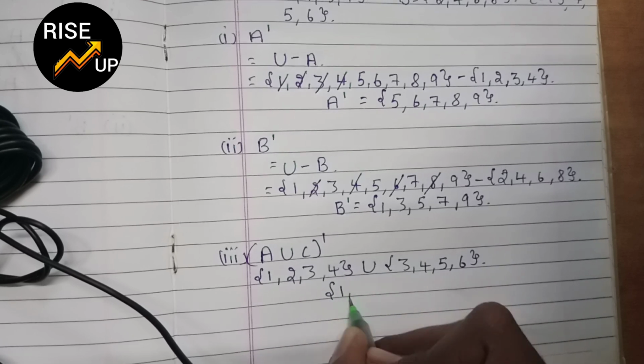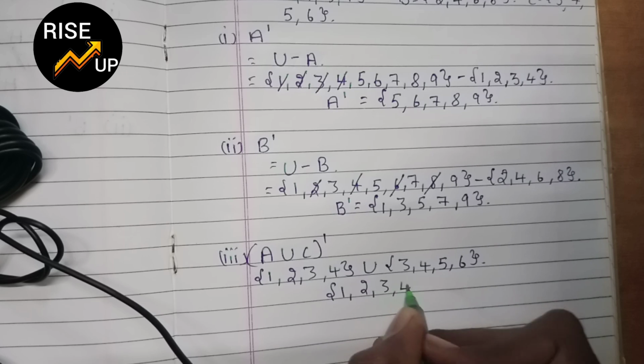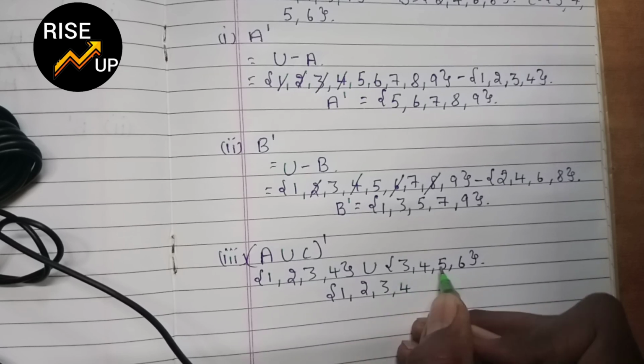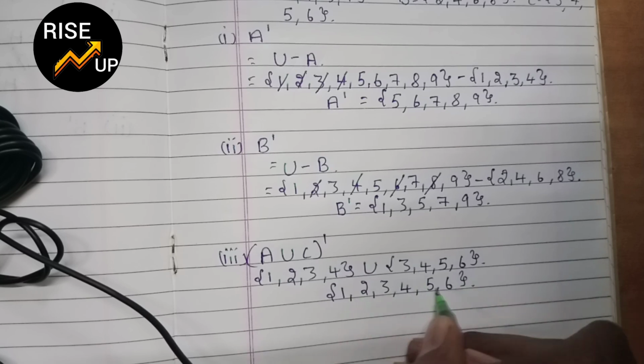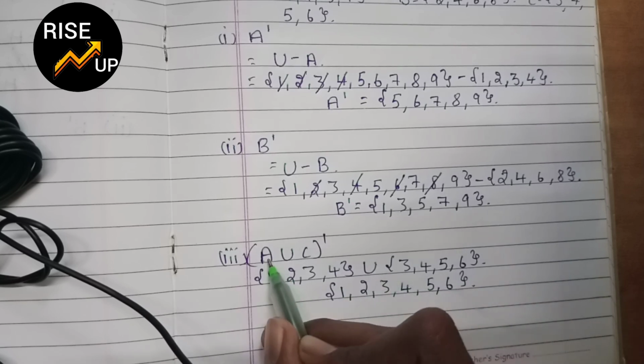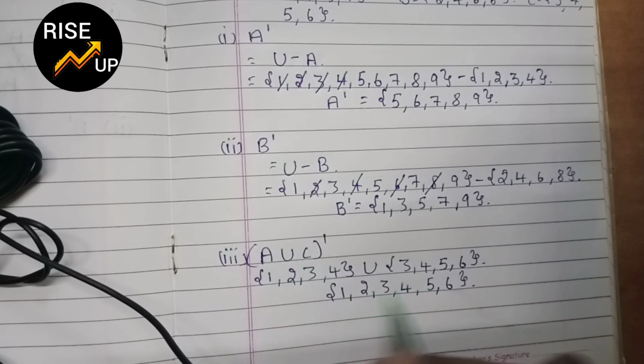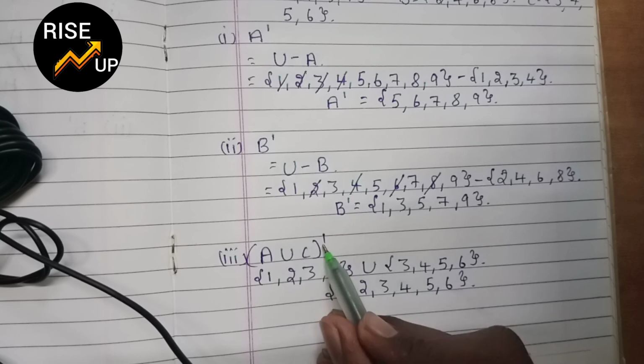Write it: 1, 2, 3 and 4. 3, 4 is already written. What are the elements remaining? 5 and 6. Write it as it is. Now the union part is over. A union C is done. Now we will do the complement of this.